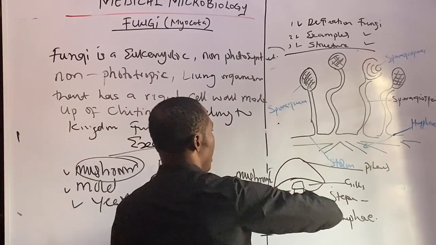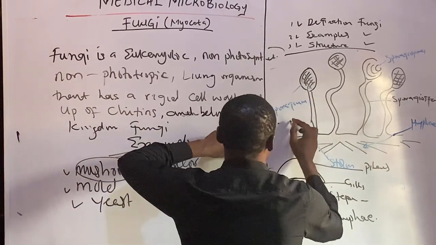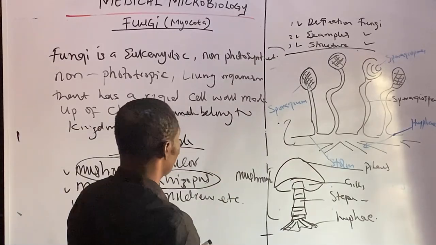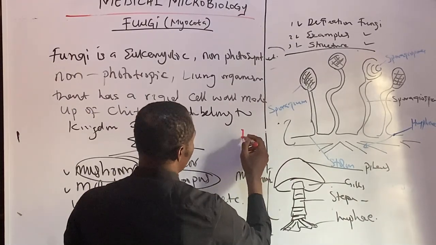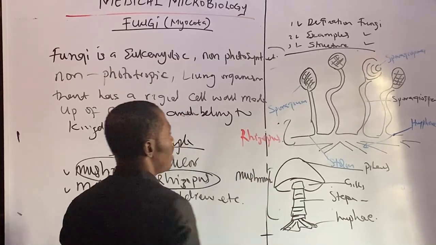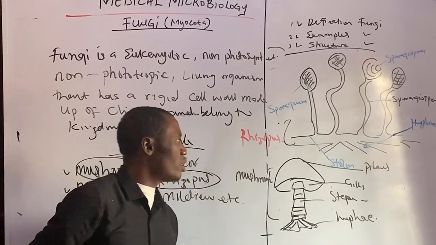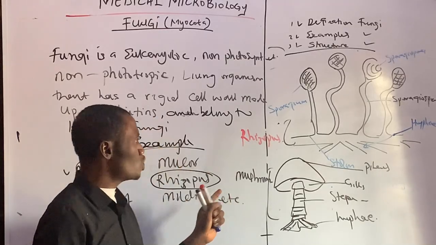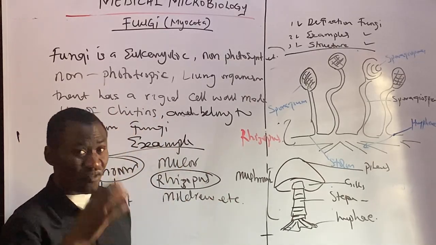This is a rhizopus. All right. I believe this is the well-labeled diagram of a mushroom and a rhizopus. You can also confirm that, all right?